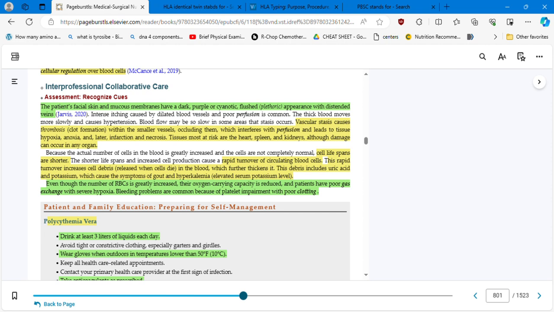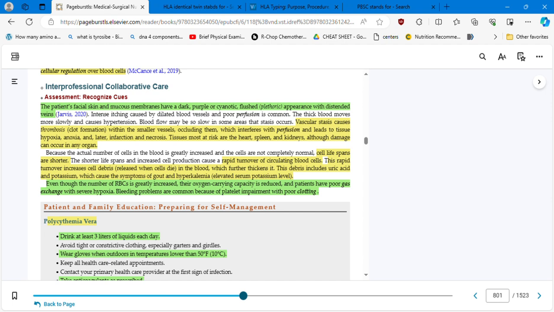Vascular stasis causes thrombosis because there is a high risk of clotting due to high production of platelets within the smaller vessels, occluding them, which interferes with perfusion and leads to tissue hypoxia, anoxia, and later infarction and necrosis. Tissue most at risk are the heart, the spleen, and the kidneys, although damage can occur in any organ. Lifespans are shorter in patients who have this disease.